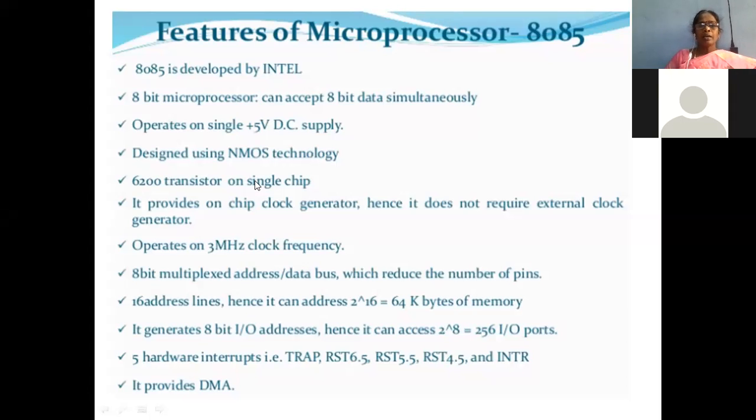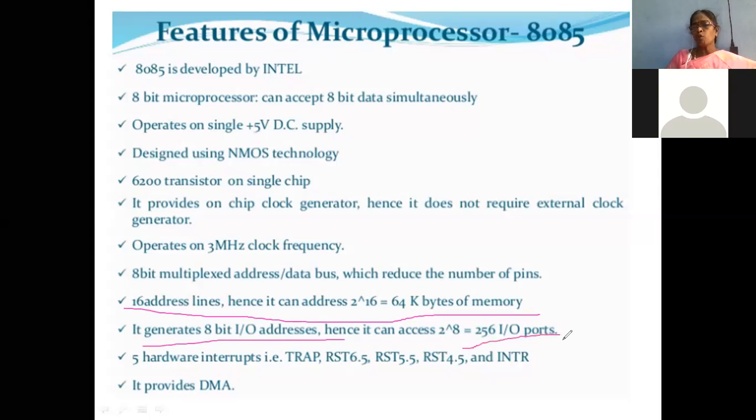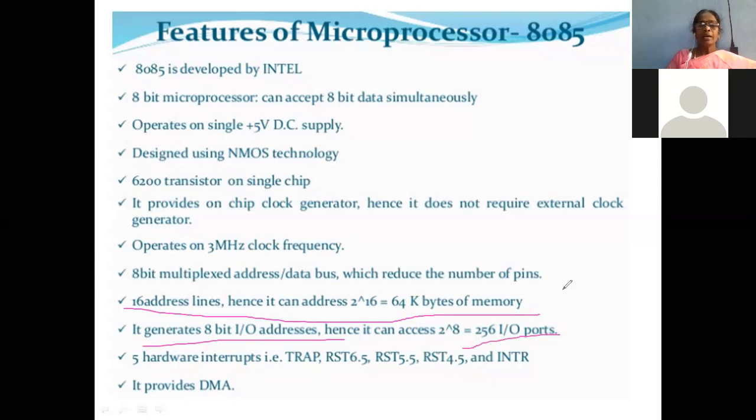Here it is given. There are 16 address lines, hence it can address 64 kilobytes of memory. It generates 8-bit IO addresses, so there are 256 IO ports. It consists of 5 hardware interrupts: TRAP, RST 7.5, 6.5, 5.5, and INTR.